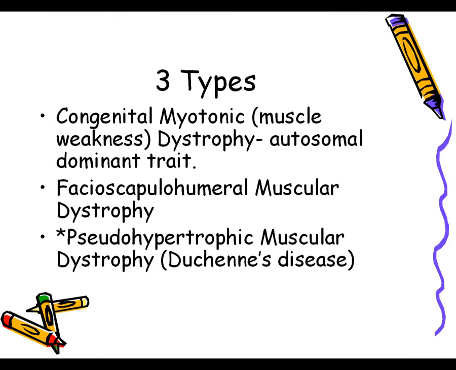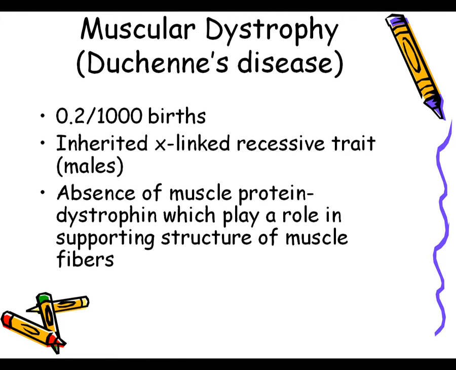And then the pseudohypertrophic muscular dystrophy, Duchenne's disease, is the absence of the muscle protein dystrophin, which appears to play a role in supporting the structure of the muscle fibers, and enlargement of muscles caused by an overgrowth of fatty and fibrous tissues. And this is the most common type of MD. So you will see large calf muscles and that sort of thing, but it is not really the muscle. It's just caused by an overgrowth of fatty and fibrous tissues. And it's an inherited X-linked recessive trait from the males.